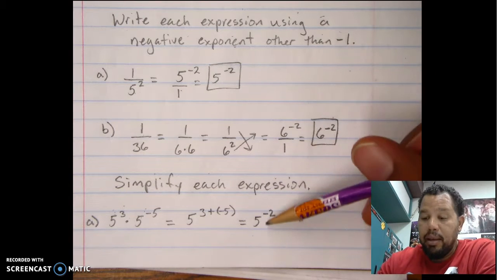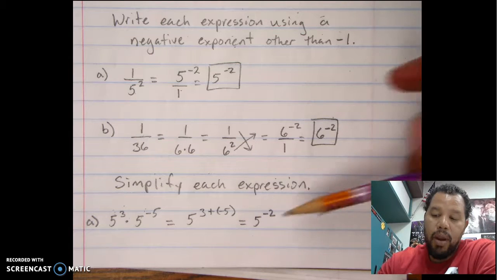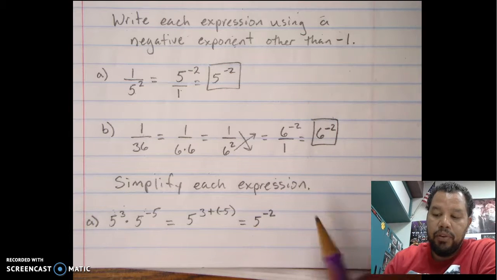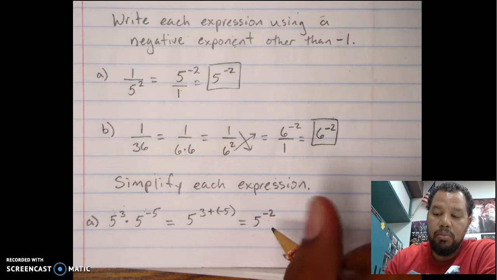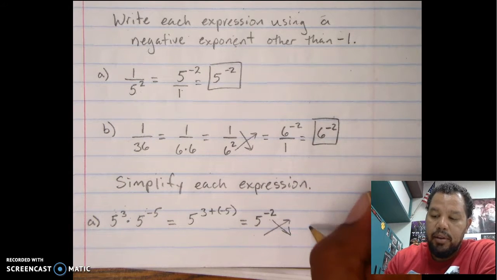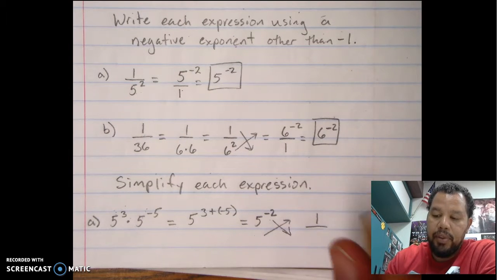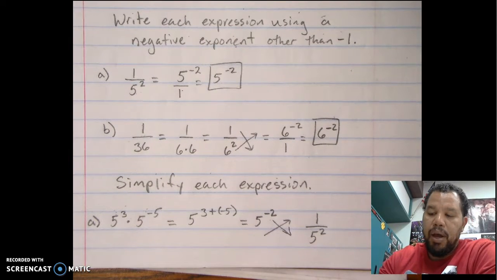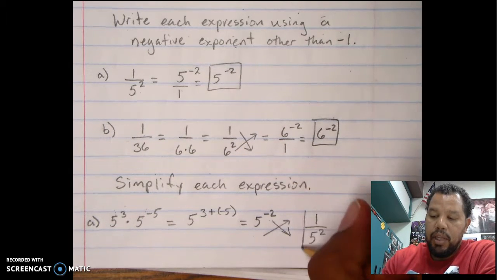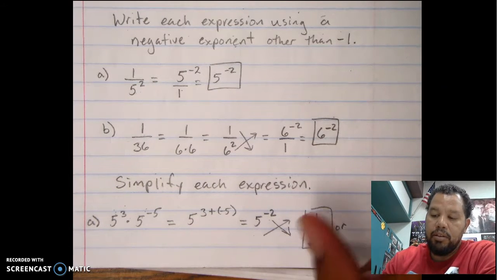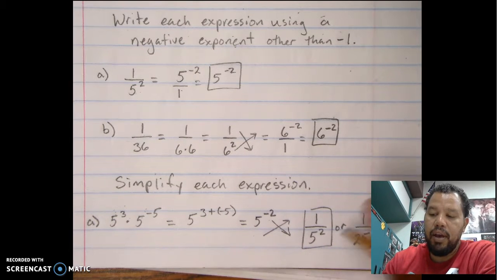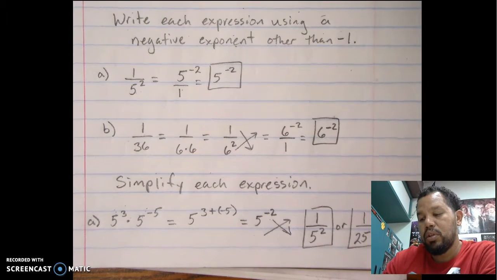Now this can be our answer, but usually we want to write it with a positive exponent. We don't want to stop when we have a negative. So we use the multiplicative inverse and flip it. I'm going to have the 1 on top and 5 to the power of 2 on the bottom to make it a positive exponent. We can stop here, or we can multiply that out. That's 1 over 25, because 5 to the second power is 5 times 5, which is 25.